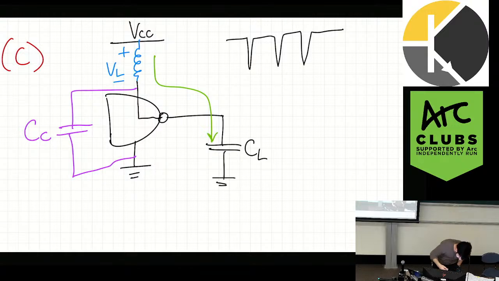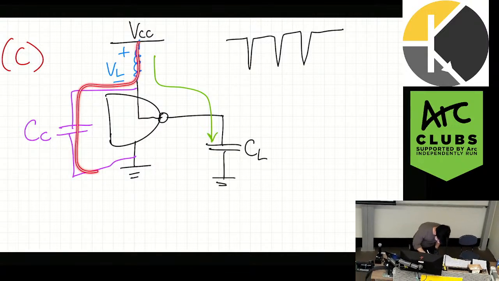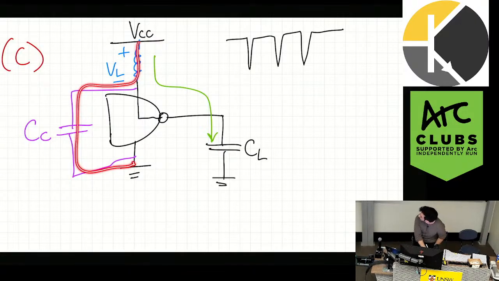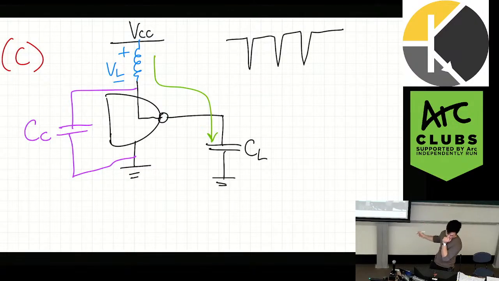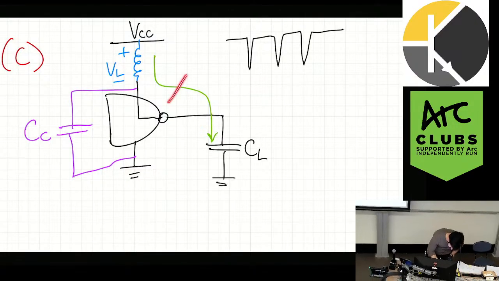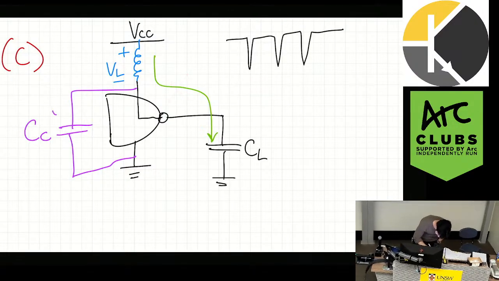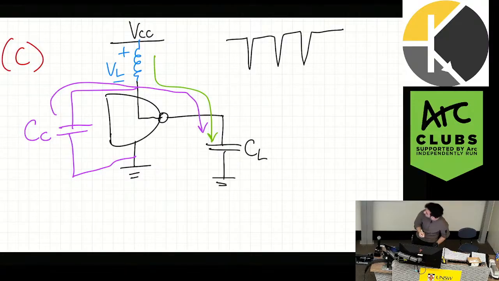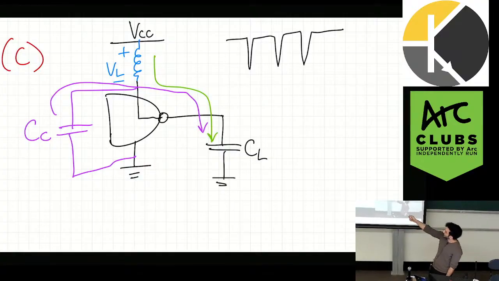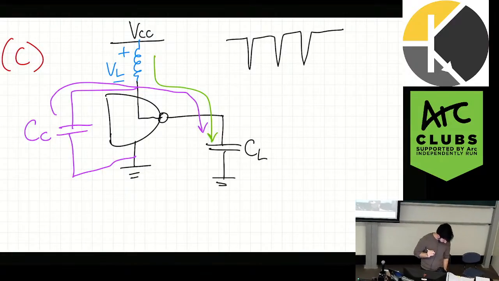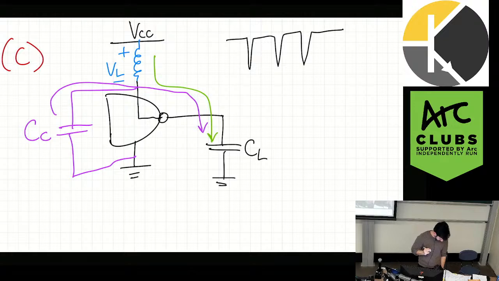So it charges this capacitor when no transition is occurring, because you see that loop? It has nothing to do with the NAND gate. But then when a transition does occur, instead of taking the current from here, it takes it from here, right? It takes it from the decoupling capacitor. So we've essentially bypassed VCC during any transition. Is that okay so far? Good. Yes, cool.